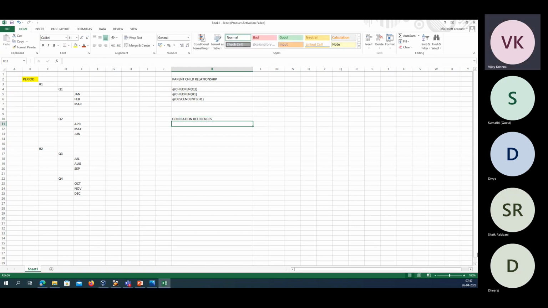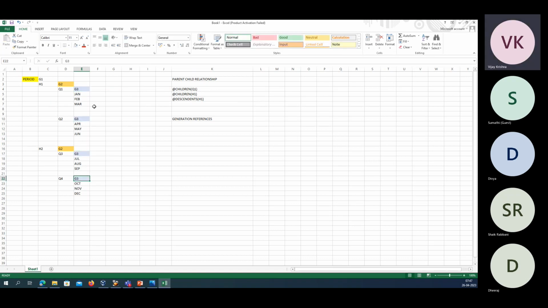So generation references, the definition goes like this. Generation references always start from the beginning of the dimension and go down. That is your generation references. So period, we call generation 1, G1. That is, the dimension name is called generation 1. The children of period are H1 and H2. Those we call generation 2. Clear? You're getting what I'm saying? Quarters are called generation 3.